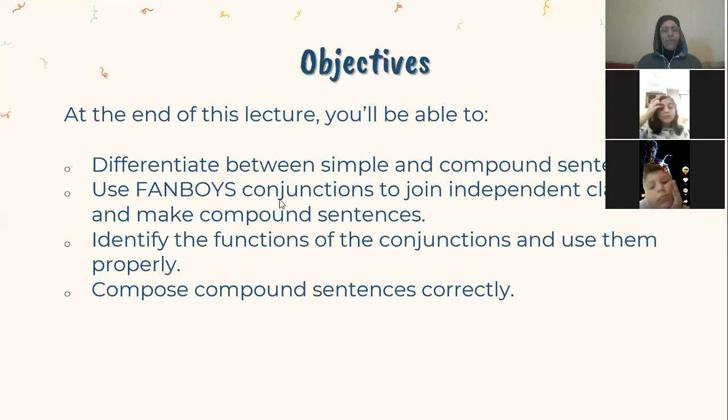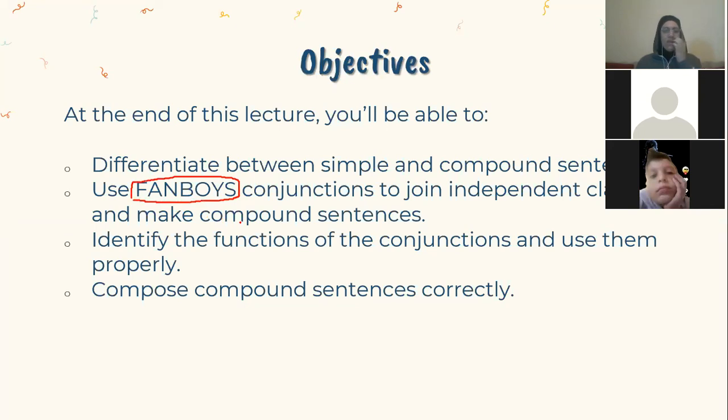And other than differentiating between the simple and compound sentences, I will tell you what we mean by simple and compound sentences. We're going to use something called fanboys. Fanboys are coordinating conjunctions. I think that we have covered something similar before, but I'm going to talk in detail about these fanboys in this lecture. Why do we use the fanboys to join independent clauses or simple sentences? You're going to notice that simple sentences are the same as independent clauses. We join them using fanboys to make compound sentences.